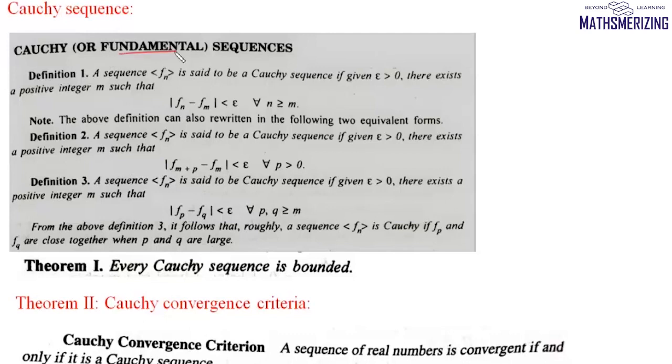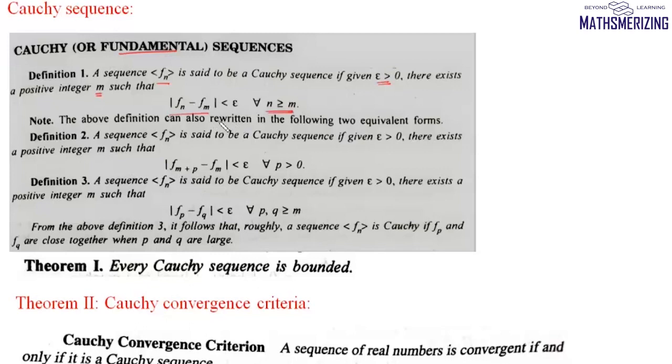Now first we look at different definitions of Cauchy sequence. The first definition is: a sequence Fn is said to be a Cauchy sequence if for any epsilon greater than 0 there exists a positive integer m such that |Fn - Fm| is less than epsilon for all n greater than or equal to m.